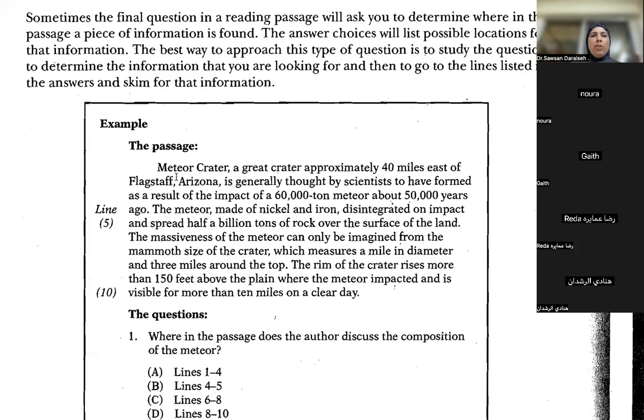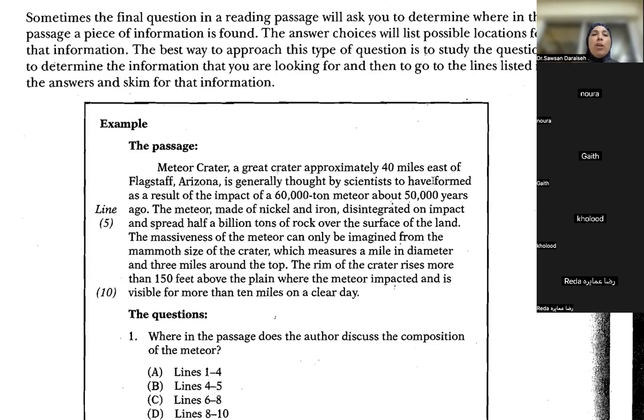Okay? So meteor crater, a great crater, approximately, we took approximately, remember? 40 miles east of Flagstaff, Arizona. So where is it? Where is it? 40 miles east of, in Arizona. Flagstaff. Good. Arizona is among the cities of the north or south? South. Yes, mid-south. Thank you so much. Yes, it's a desert-like state, okay?